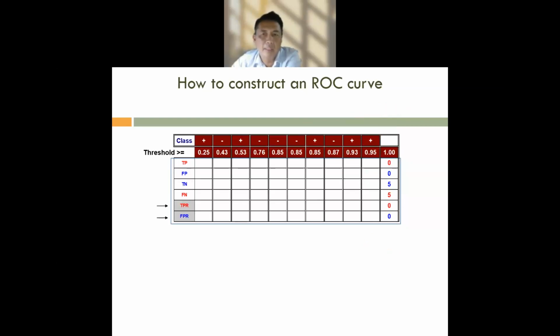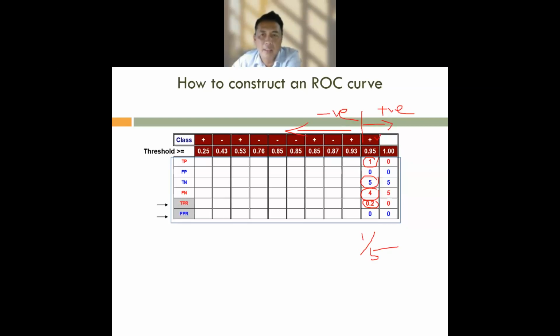Okay, so next one will be here. This is positive, this is negative. So we have two true positive, and over here we will have 5 true negative and 3 false negative. Then we can compute the true positive rate. So we will compute this one, continue.